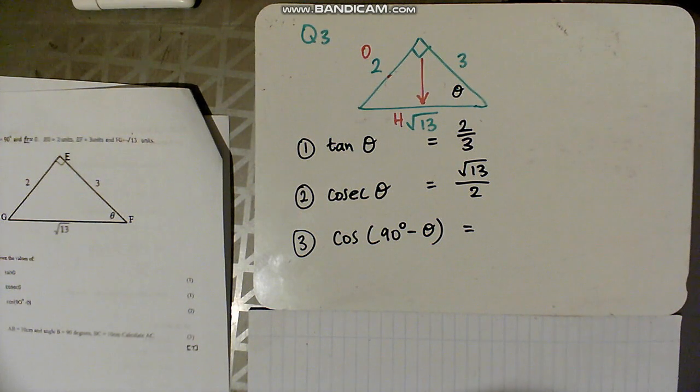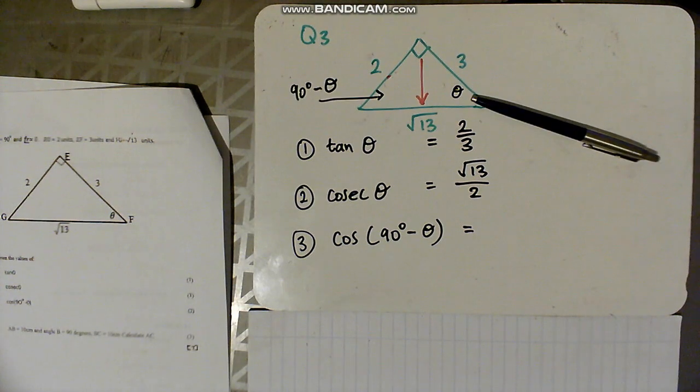Which angle here is 90 degrees minus theta? If the angle on the right is theta, common sense says the angle on the left must be 90 degrees minus theta. Now we're going to find cosine of 90 minus theta. So 90 minus theta will be the angle on the left. What is cosine? It is the adjacent over the hypotenuse, and so that will be 2 over root 13.